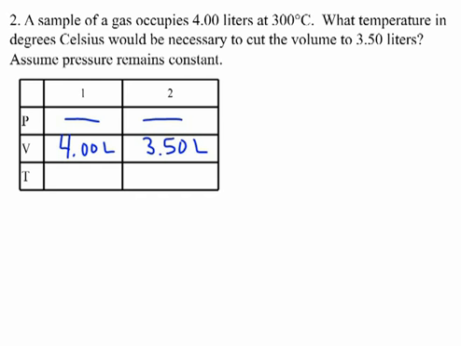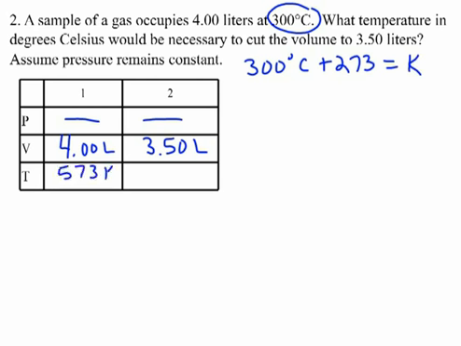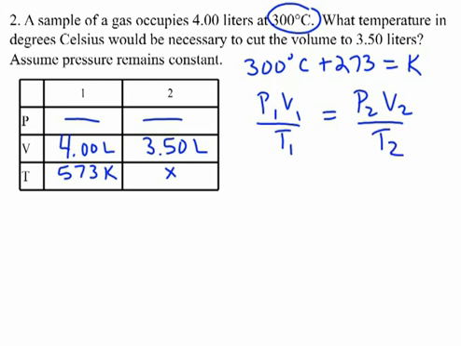Now the temperature initially is at 300 degrees Celsius, but we can't use degrees Celsius, so we're going to need to add 273 to get our Kelvin temperature. This, of course, adds up to 573 Kelvin. That's our initial temperature, and our T2 is what we are trying to find as our X. So if we start with P1 V1 over T1 equals P2 V2 over T2, now we know that pressure is going to remain constant, so if we take pressure out of this equation, we are left with V1 over T1 is equal to V2 over T2.